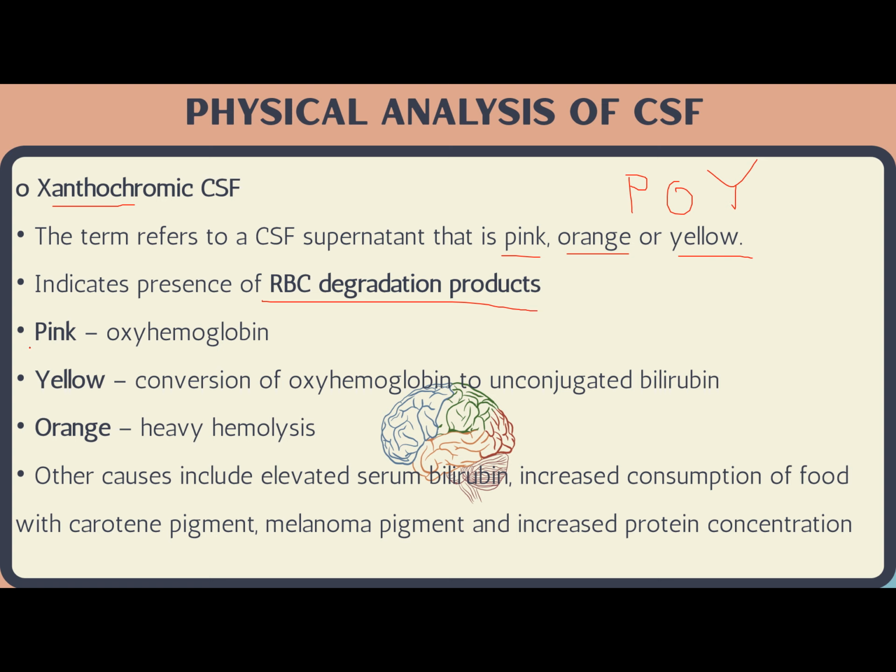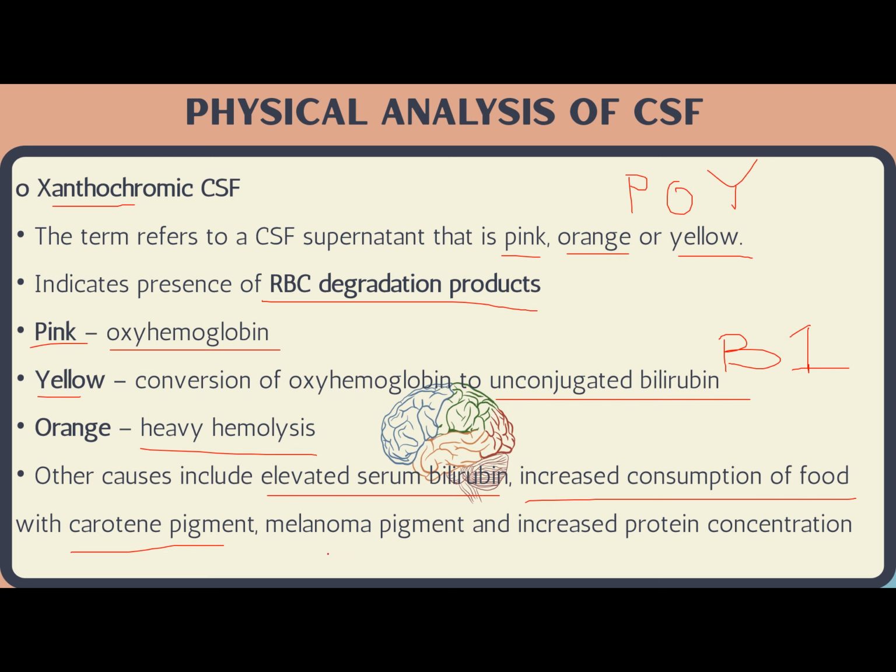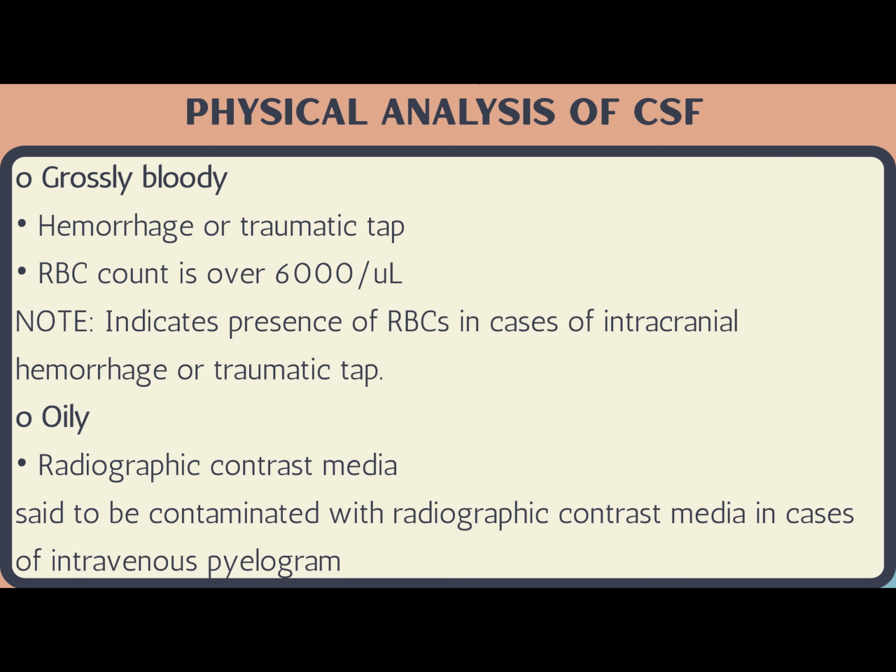If your CSF is pink in color, the degradation product is oxyhemoglobin. If your CSF appears yellow, it means its oxyhemoglobin is converted to unconjugated bilirubin, which is also known as your B1. Then if it's orange, there's the presence of heavy hemolysis in your CSF. So those are the different degradation products and their characteristic colors. Other causes of xanthochromic CSF would include elevated serum bilirubin, increased consumption of food with carotene pigment, melanoma pigment, and increased protein concentration.